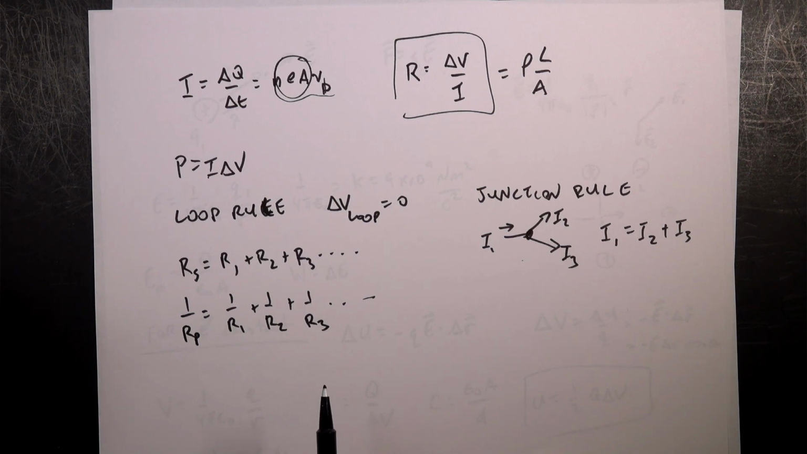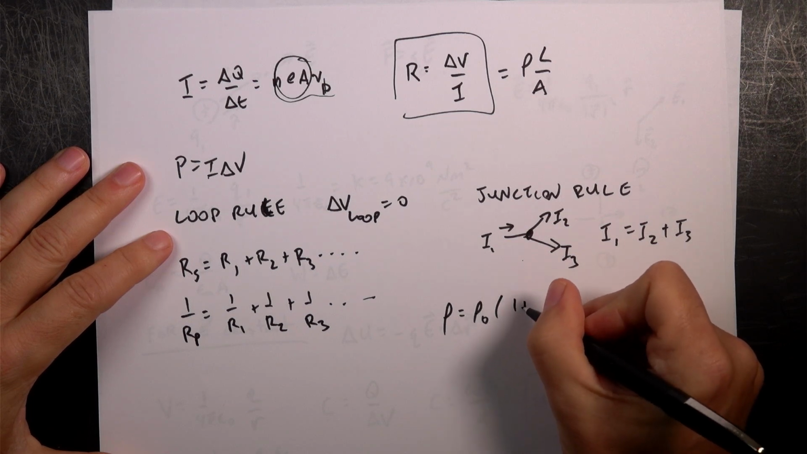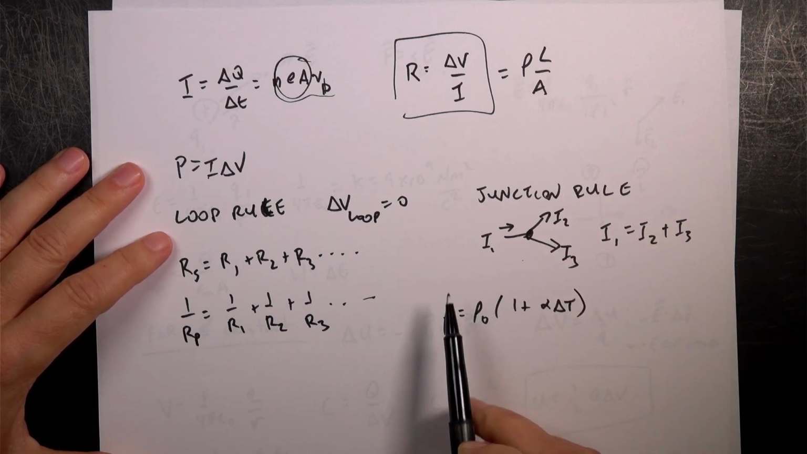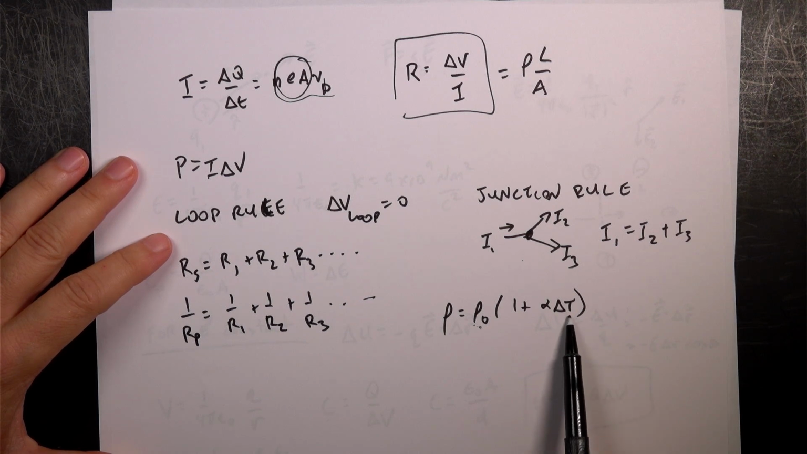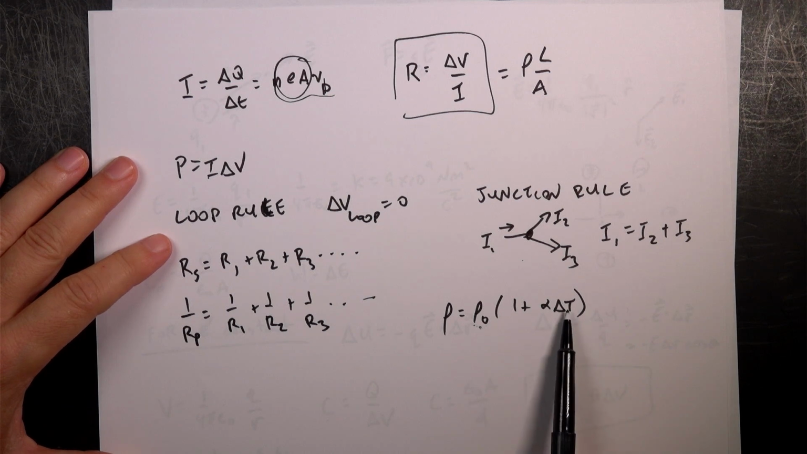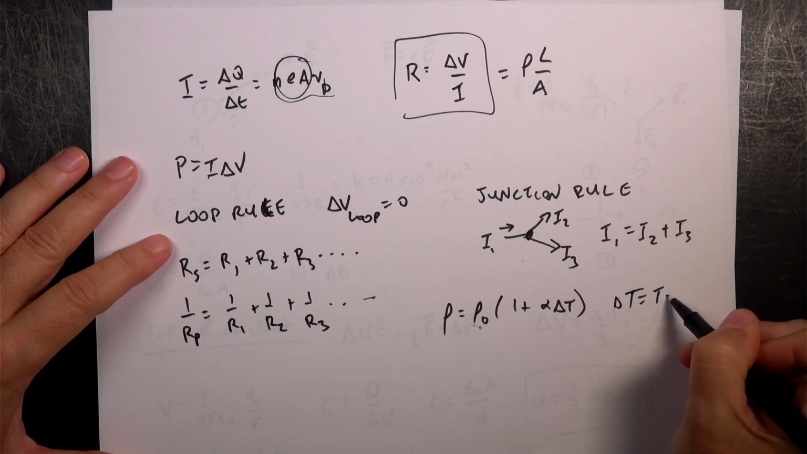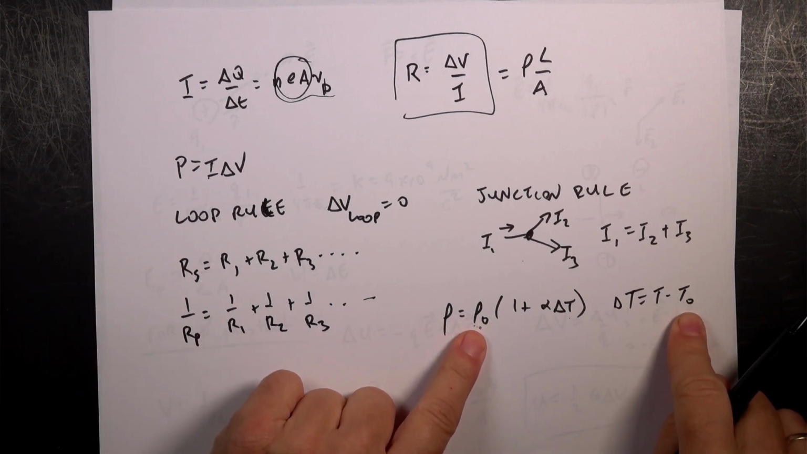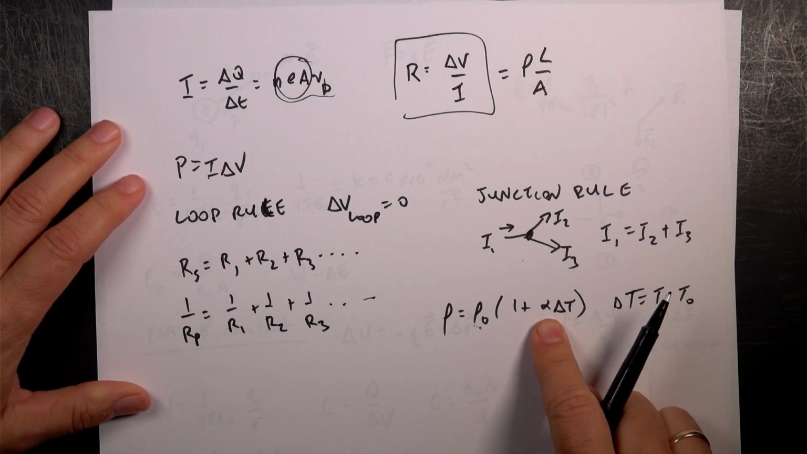Okay, circuits. Oh, there's this one. Rho equals rho 0, 1 plus alpha delta T. This tells you how the resistivity of a material changes with temperature. So this is the resistivity at some temperature T0, and then this can calculate the resistivity at a new temperature where delta T is T minus T0. So that T0 matches up with that, and alpha is the thermal coefficient. I can't remember exactly what it's called, but it depends on the type of material that you have.